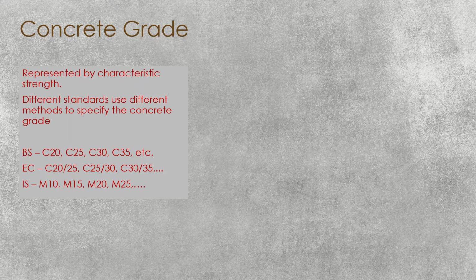According to the Indian standard, the notation is somewhat different. They use M instead of C. They use M10, M15, M20, M25. Likewise, they specify the characteristic strength of the concrete.